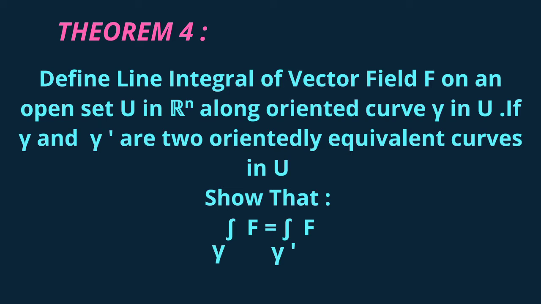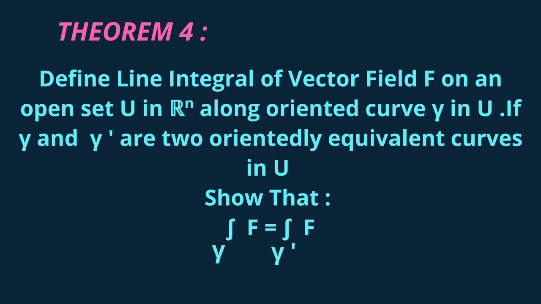Define line integral of a vector field capital F on an open set U in Rn along oriented curve gamma in U. If gamma and gamma dash are two orientedly equivalent curves in capital U, then show that line integral of capital F over gamma is equal to line integral of capital F over gamma dash. So this is what we have to define and prove.